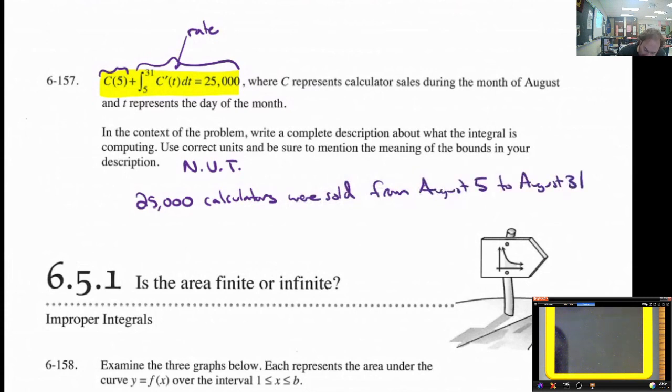And the reason why I think it's the 5th to the 31st is because the integral goes from 5 to 31, not from 1 to 31. So I think the book's answer is a filthy lie. I think it's got to be August 5th to August 31st. C of 5 is where we were at August 5th. So what's going on here is that C of 5 tells you how many calculators we've already sold, and then this is the change in the sales of calculators of that time.